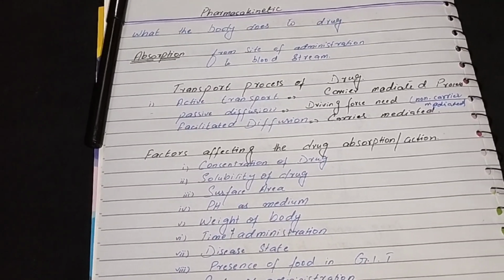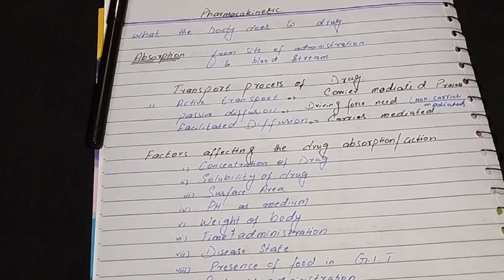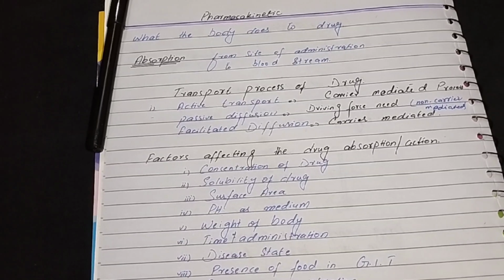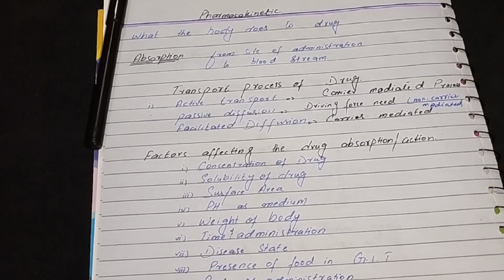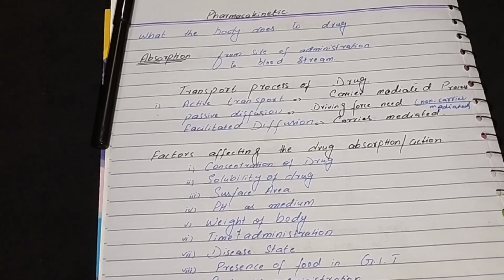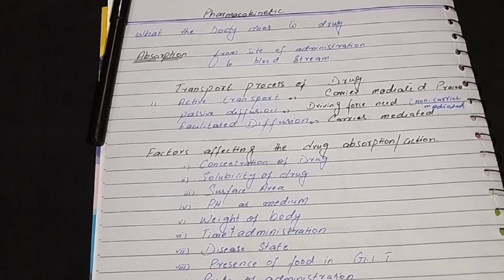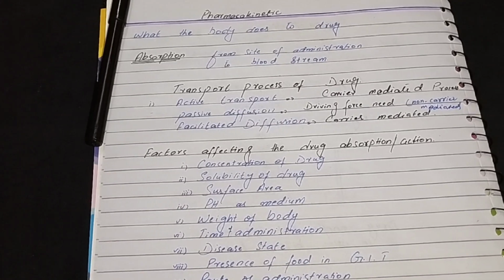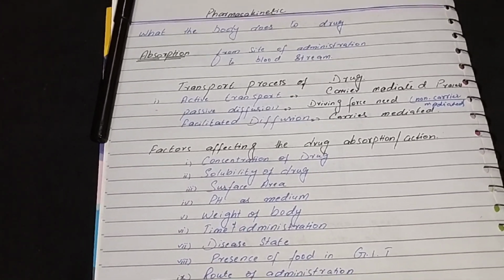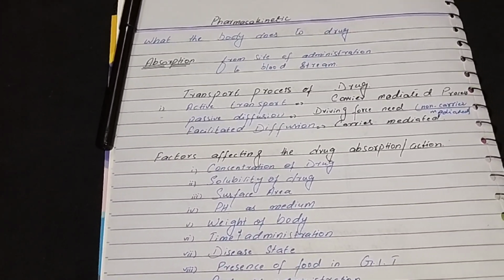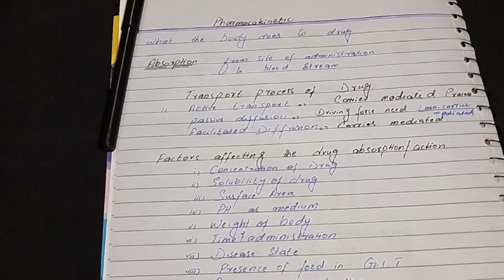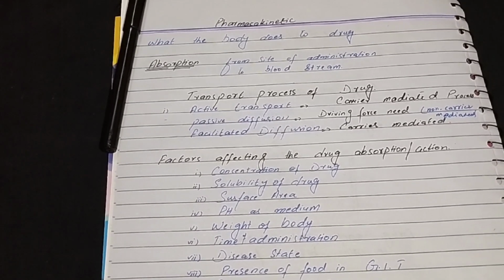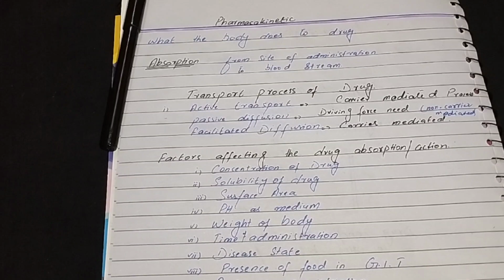Next we have the transport of drug through different processes. We have three different processes: active transport, passive diffusion, and facilitated diffusion. We have to listen very carefully because these are different from each other with very minute differences. For active transport, we need a mediator. For passive diffusion, we need a driving force, and for facilitated diffusion, we need a carrier mediated.